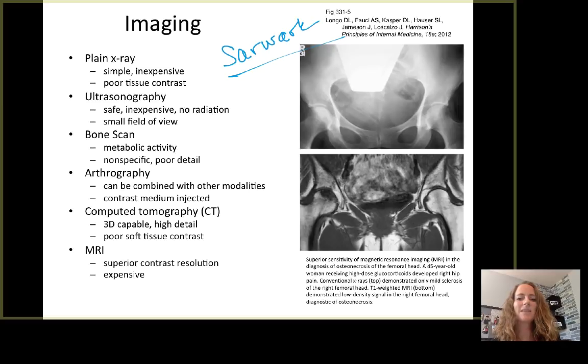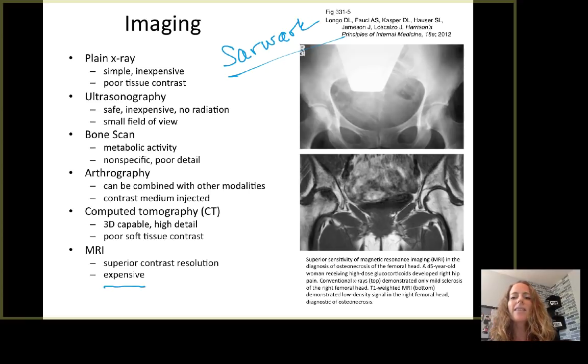Ultrasound, it's safe, it's inexpensive, and there's no radiation. But the problem with ultrasound is that it's a small field of view, so you may not always get what you need. Bone scans can show metabolic activity, but they're nonspecific and the detail is very poor. You can also use arthrography, typically combined with other modalities, and this requires contrast medium. CT is 3D capable and high detail, but it has poor soft tissue contrast. So, of course, MRI then will be used if you want really good contrast resolution, but MRI is expensive.